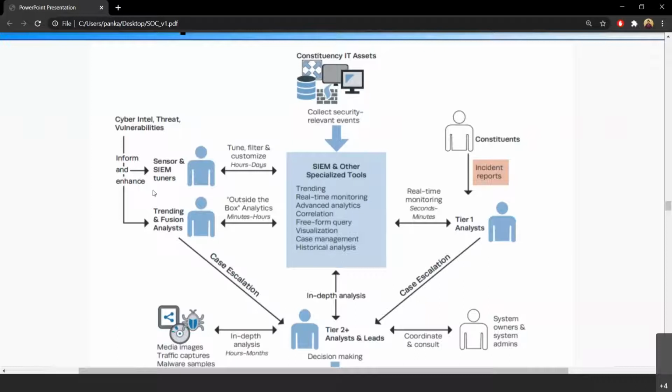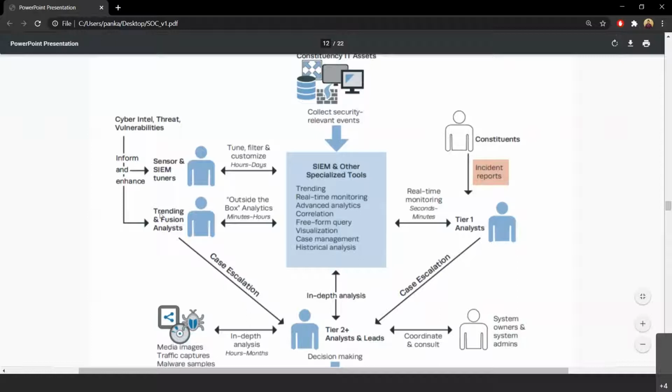Then we have a trending and fusion analyst. So we have people searching for threat intel and vulnerabilities. They find some vulnerability. They see that okay, this port is now susceptible to some vulnerability that has been discovered. So they tune their system for that. Then we have IT assets getting this data. All of this sensor tuning is also being fed into SIEM and other specialized tools.